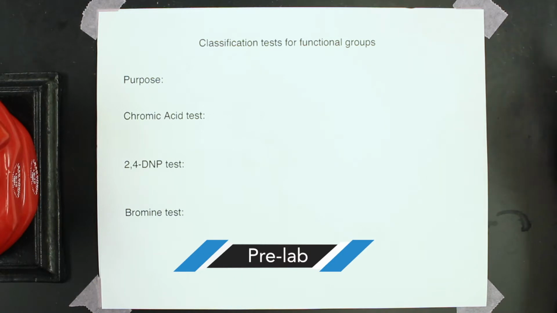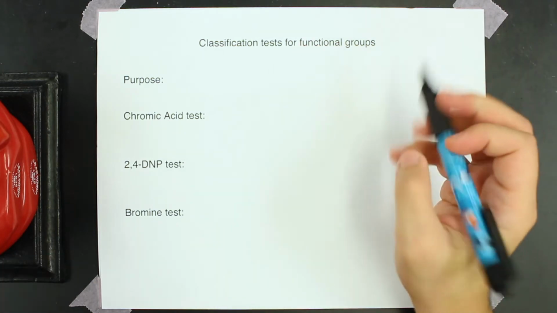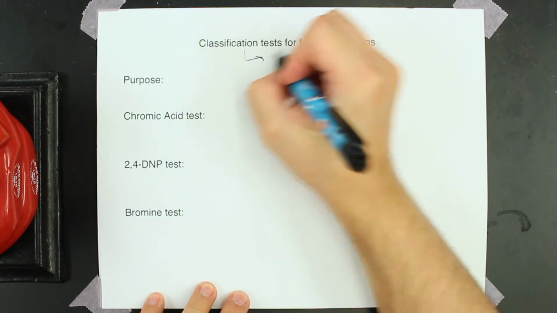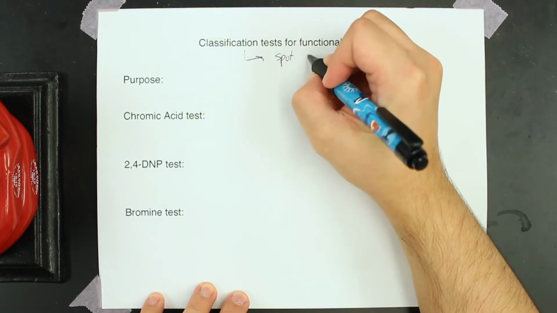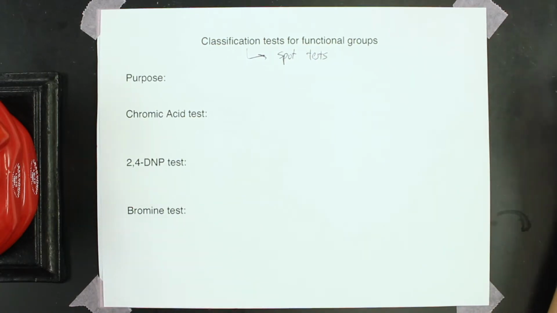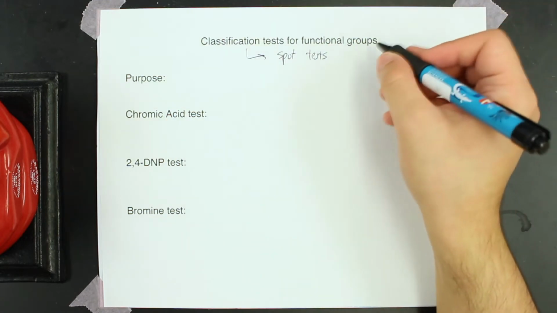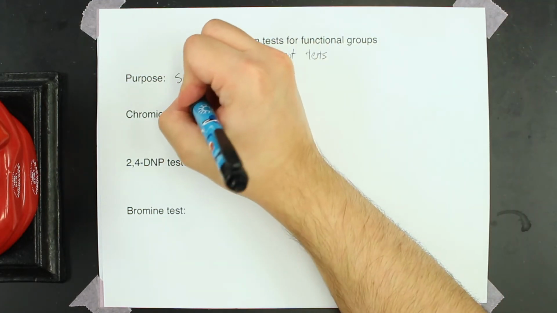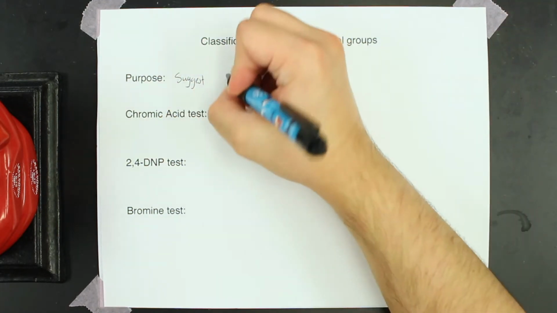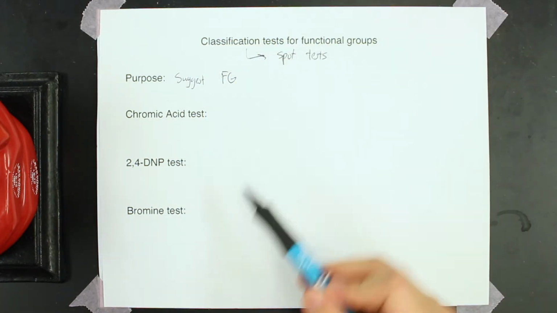This week in the Organic Chemistry Lab, we're going to be covering the classification tests for functional groups. These classification tests are sort of like spot tests, similar to the solubility tests we did in the previous week, I believe it was the first week. As the name implies, the purpose is to figure out the functional group, or rather to suggest the functional group. So we want to know what the functional group could be, and these spot tests will help suggest what those functional groups could be.